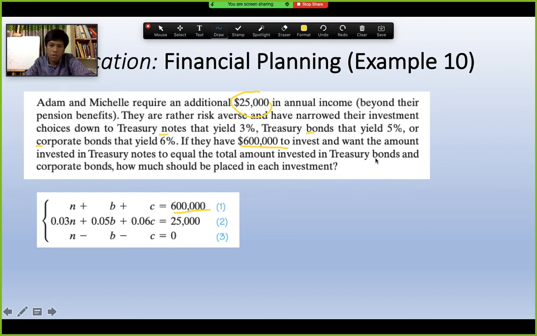And last condition is they said that they want the amount invested in treasury notes, that means N, to equal the total investment in treasury bond and corporate bond. So it should be equal to treasury bond B plus corporate bond C. And if you bring both of them to one side, then it will look like this. So you see N minus B minus C equals 0.